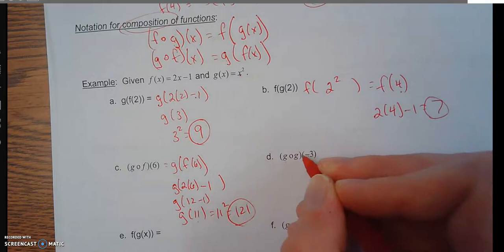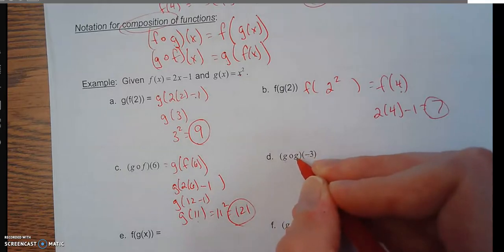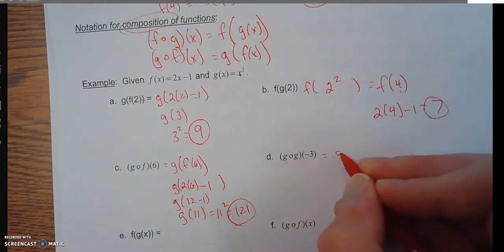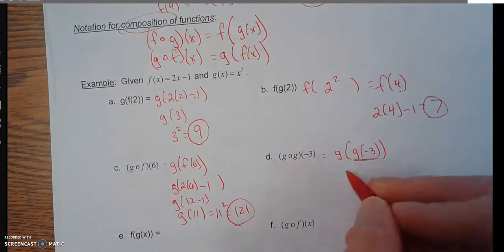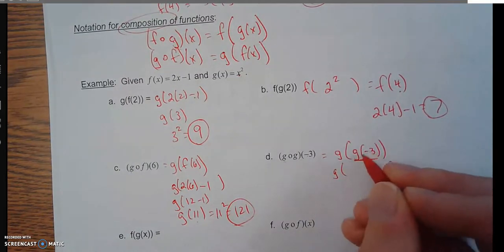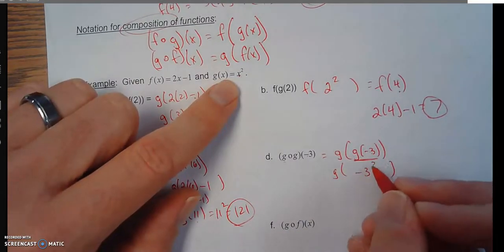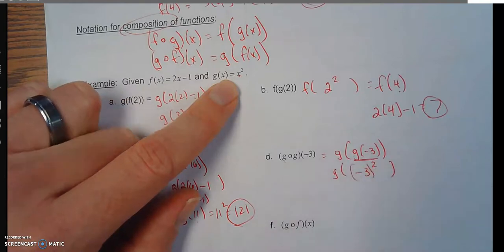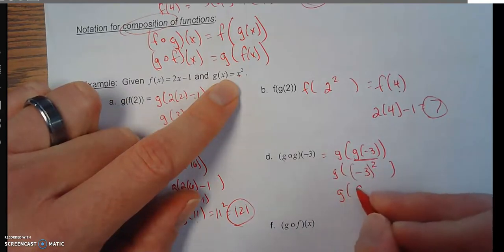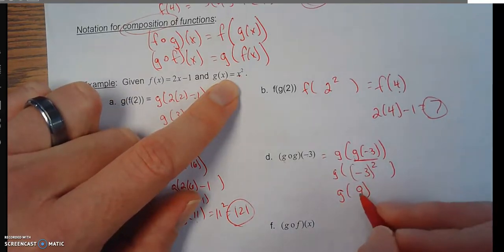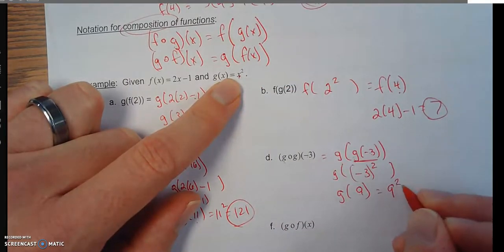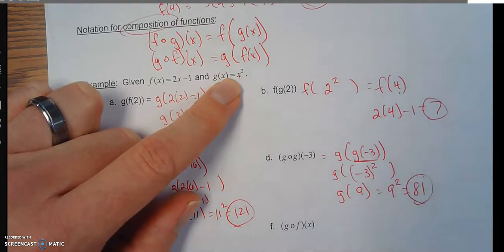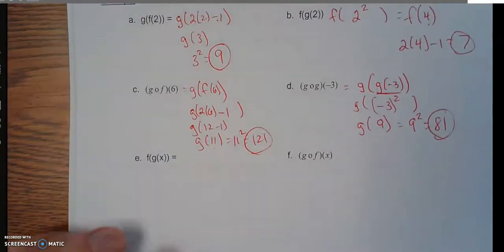This one here looks weird. You're going to plug negative 3 into g, get an answer, then plug that back into g. So this would be g of negative 3. Let's first figure out what this is. G of negative 3 would be negative 3 squared, which is 9. Now plug 9 into g, that says squared again. So that'd be 9 squared, which is 81.